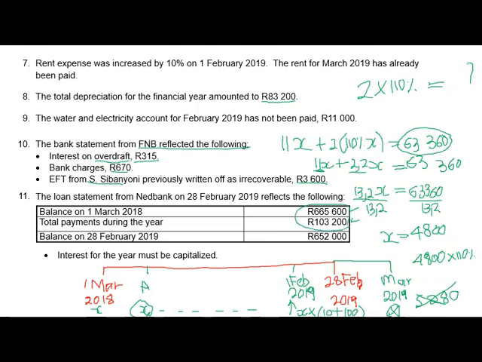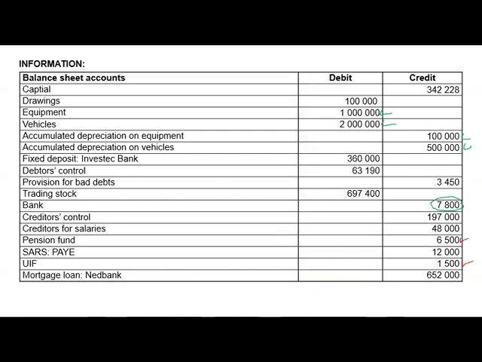Let me check what you have in the trial balance with respect to the loan. Where's the loan here? Mortgage loan. Okay, this is incorrect here. That value was not supposed to have been reflected. It was supposed to have been reflected at the value minus the payments.